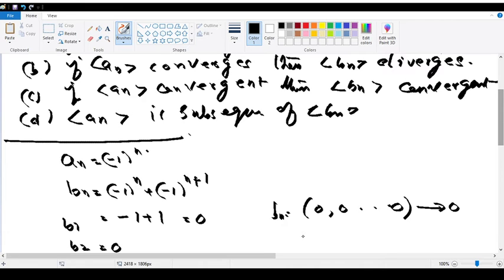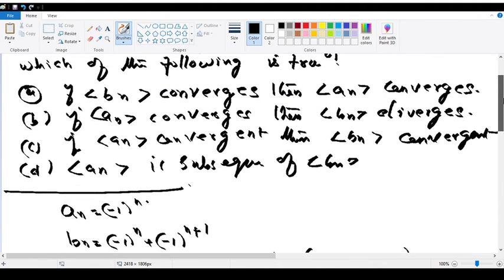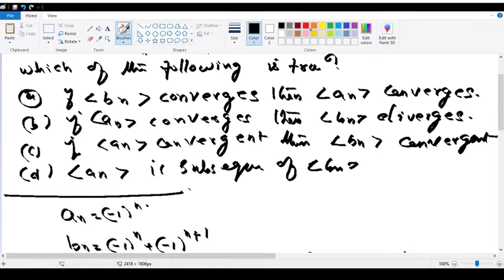So Bn is convergent, but what about An? An is not convergent. So the first option is false. Next, second option.